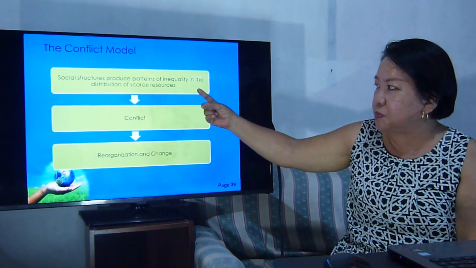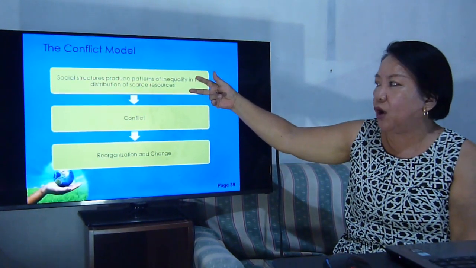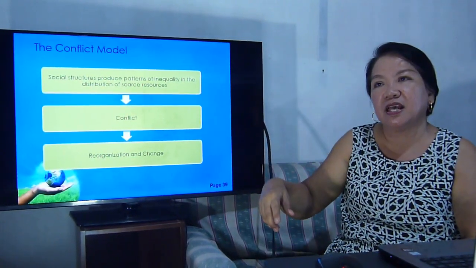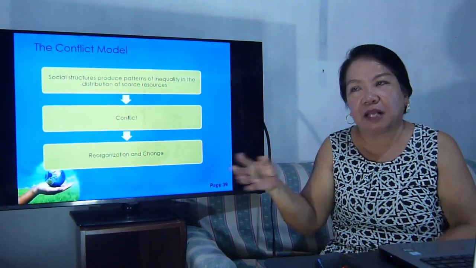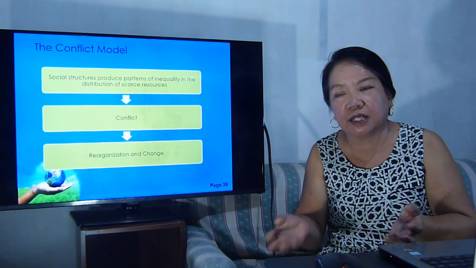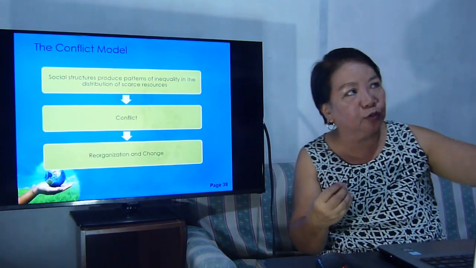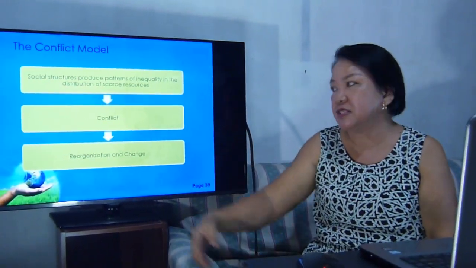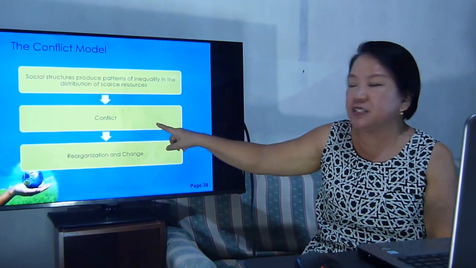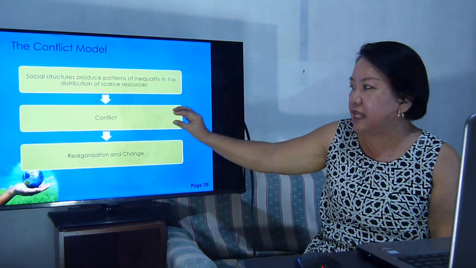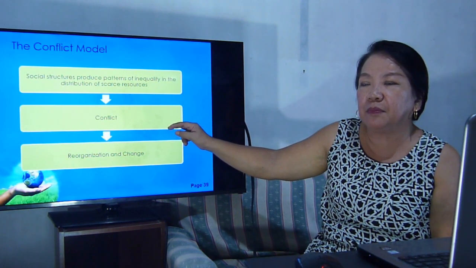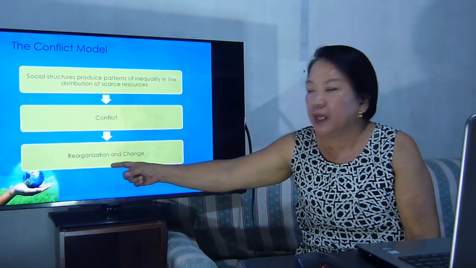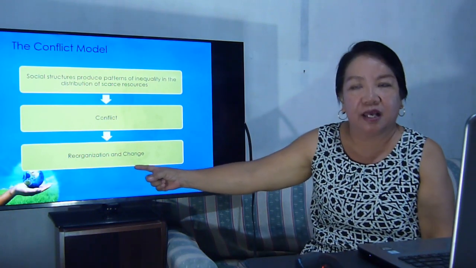So, social structures produce patterns of inequality, kasi sabi niya, inequality in the distribution of scarce resources. Okay? Nung pandemic, marami nagagalit. Bakit wala kaming natanggap na mga relief goods, samantalang doon na balita sa isang barangay, meron. So, yan, inequality in distribution of scarce resources. So, nagkakaroon ng conflict. However, because there is conflict, ang mga leaders natin mag-iisip, mag-meeting uli, magdi-discuss, and there comes a time na magkakaroon ng reorganization and change, no?